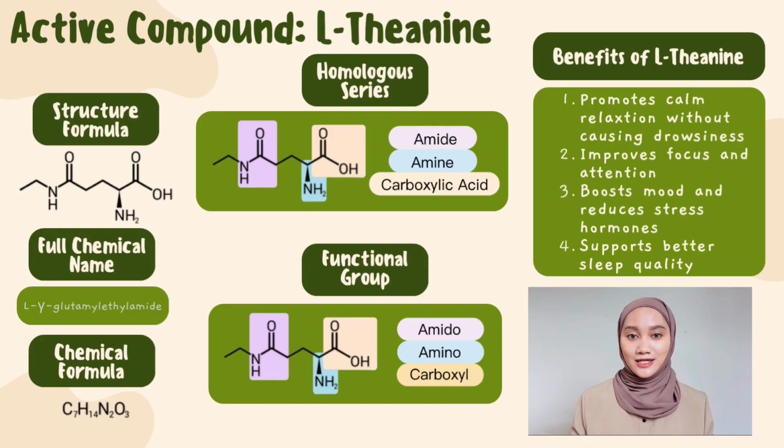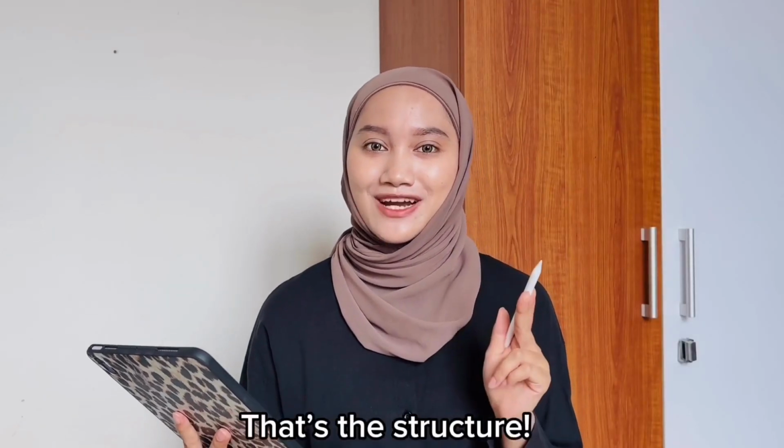Okay, look closely at its structure. We will find three main functional groups. So for homologous series amide, CONH, also known as amido for functional group. The second one is amine, NH2, also known as amino. And the last one, homologous series for carboxylic acid, COOH, is also known as carboxyl for functional group. Yes, got it. That was right too.